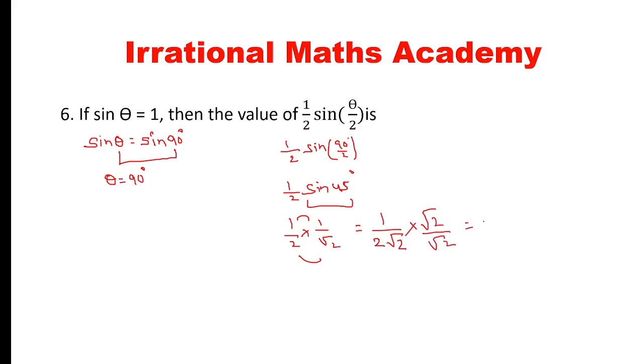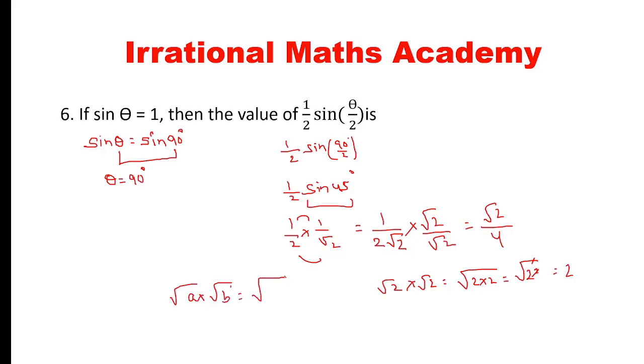If I rationalize it here, what will we get? Root 2 here, 2 root 2 into root 2, and 2 into 2, what will we get here? 4. Is it okay? Remember, root 2 into root 2, how I got 2 is, 2 into 2 will get what? 2 square, the square root gets cancelled, you get 2. So from the exponent formula, root a into root b equals under root a into b. Same thing I did here.